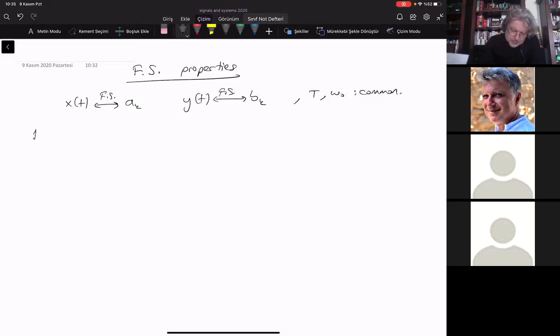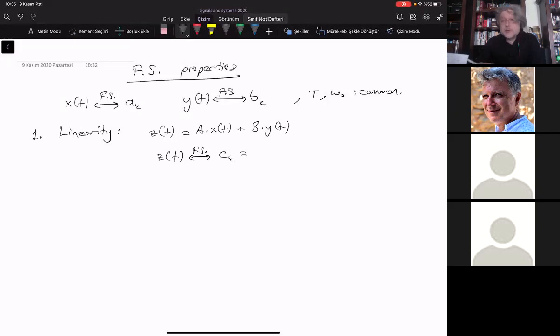Then the first property is linearity. It means if you construct a z of t by combining x and y like this, then z of t will have a Fourier series relation with, let's say, ck, which are the Fourier series coefficients of z, and that will be a times ak plus b times bk. So we combine the Fourier series coefficients.